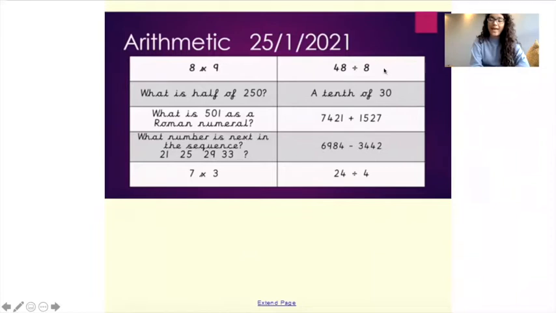48 divided by 8. A tenth of 30. 7,421 plus 1,527. 6,984 take away 3,442. 24 divided by 4.